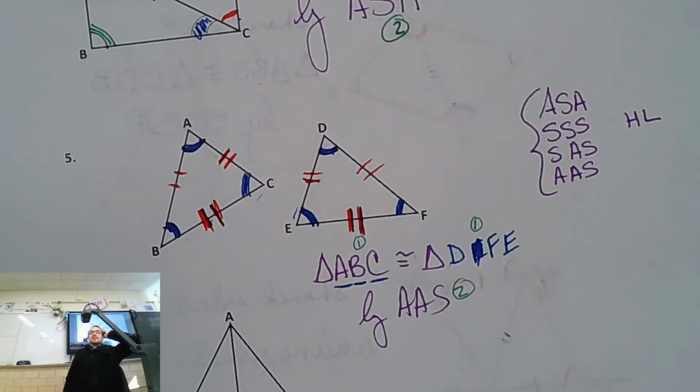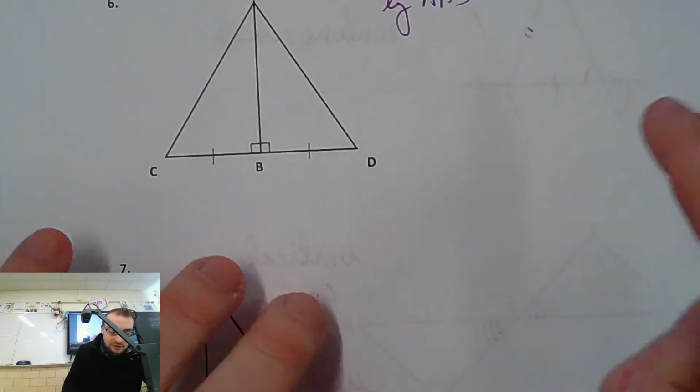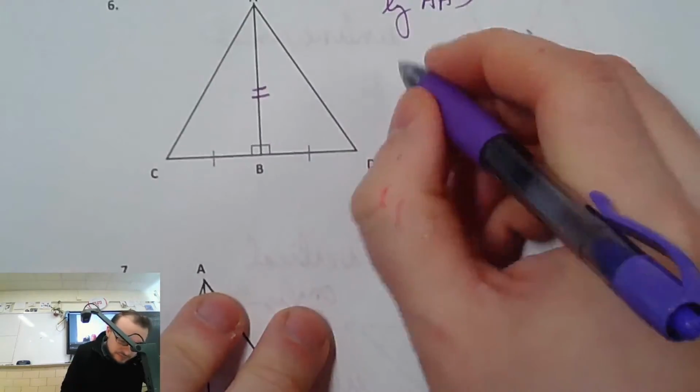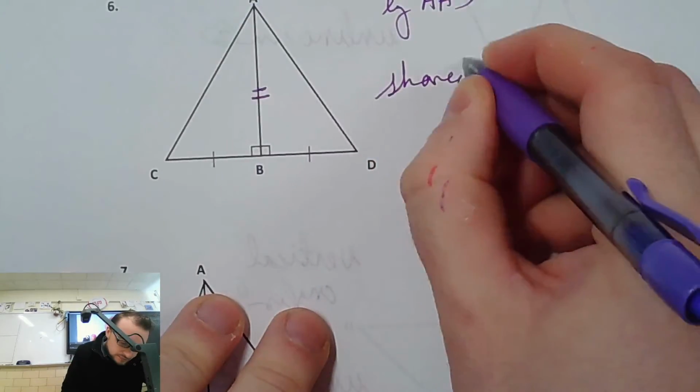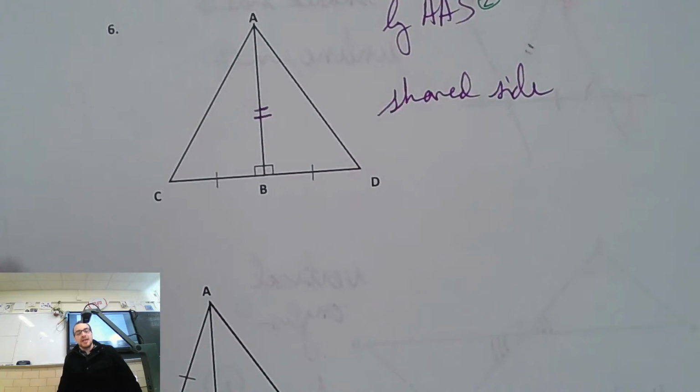Again, the extra information. You have to be able to look past that sometimes, right? See if you have enough. 6. So first off, we have a shared side, right? AB. Do we have enough information now to prove the triangles are congruent?